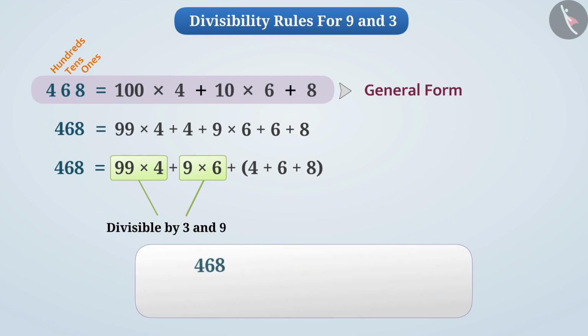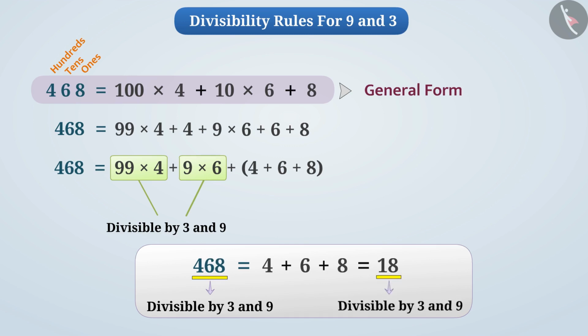Hence, the number 468 will be divisible by 3 or 9 only when the sum of all the digits of the number, that is here, the sum of 4, 6 and 8, will be divisible by 3 or 9. Here, their sum is 18, which is divisible by both 3 and 9. So, the number 468 will also be divisible by both 3 and 9. This is also true for all numbers. In this way, the divisibility by 3 or 9 can be checked by looking at the sum of the digits.